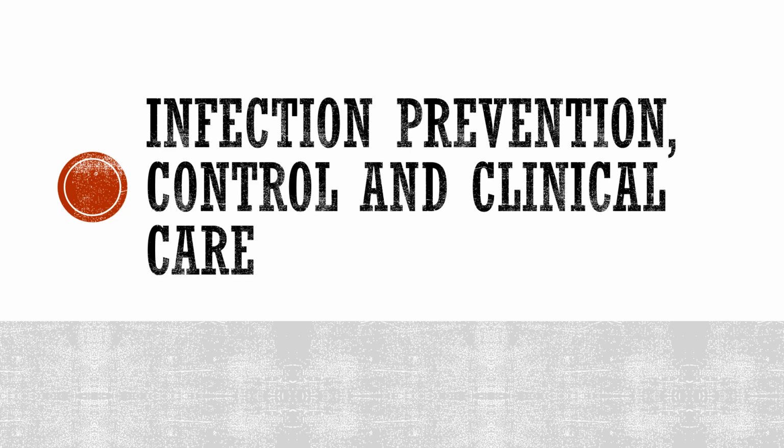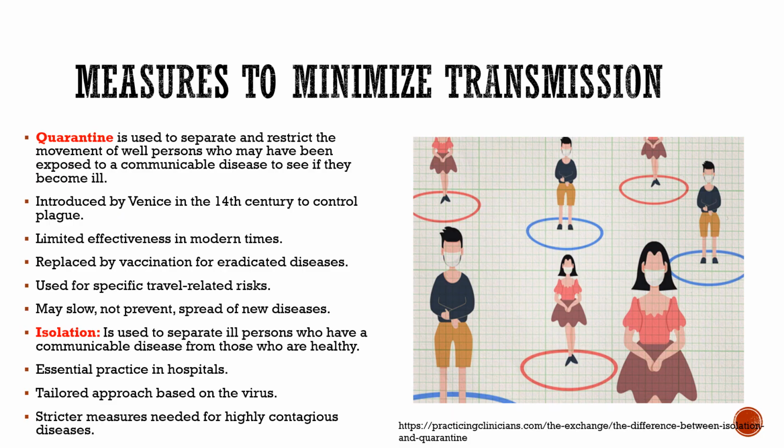Now let us look into infection prevention, control and clinical care. Measures to minimize transmission. Quarantine. Quarantine is used to separate and restrict the movement of well persons who may have been exposed to a communicable disease to see if they become ill.